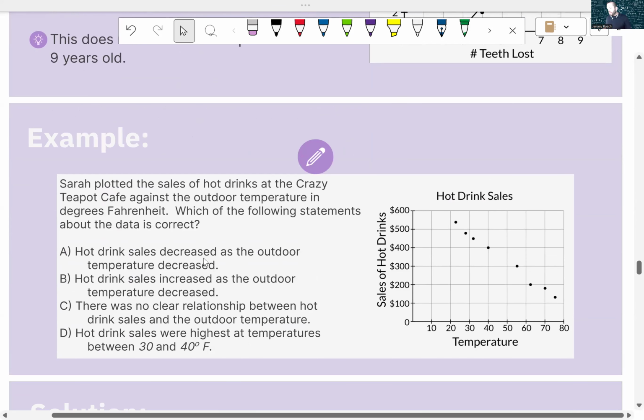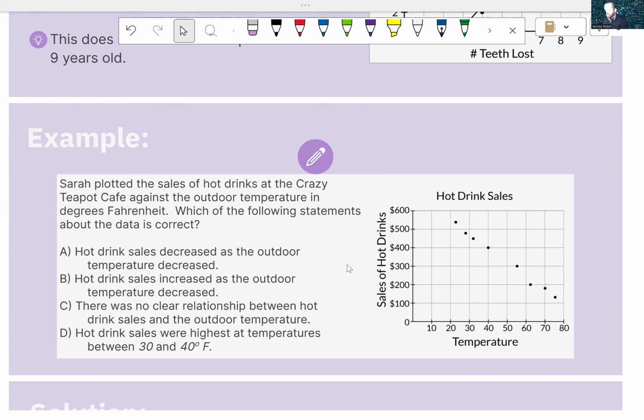Okay, this next question is asking us about interpreting what the data set is telling us. It says Sarah plotted the sales of hot drinks at the Crazy Teapot Cafe against the outdoor temperature in degrees. Which of the following statements about the data is correct? So here we have to look at, first of all, what the X and the Y axis is.